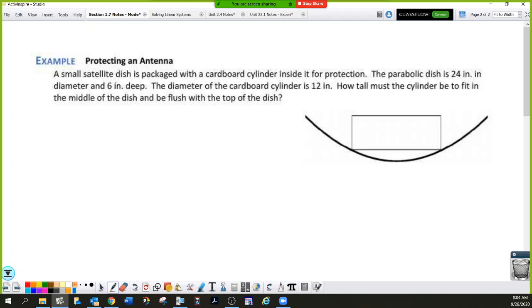Diameter goes from side to side, so I've got this going on. 24. And since everything's in inches, I'm not going to bother writing the inches. And 6 deep. 6. There. The diameter of the cardboard is 12.